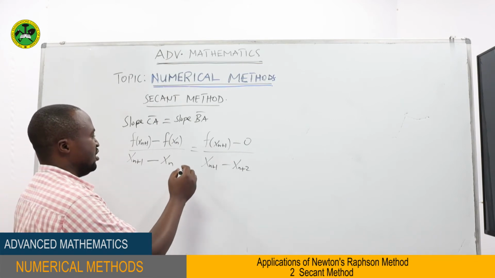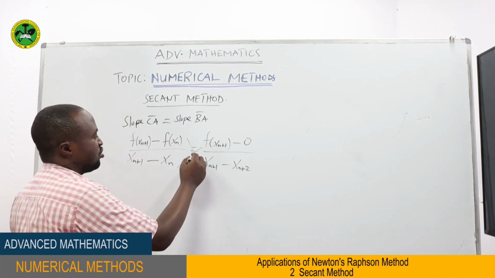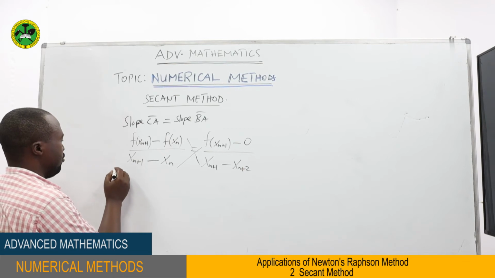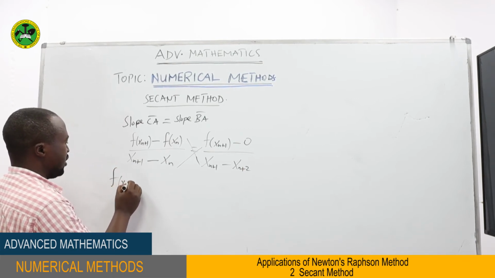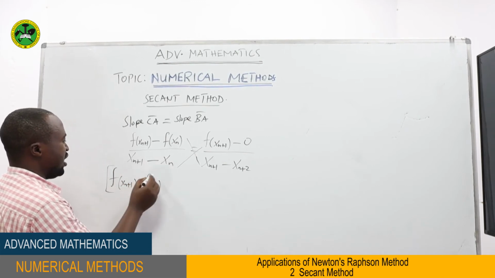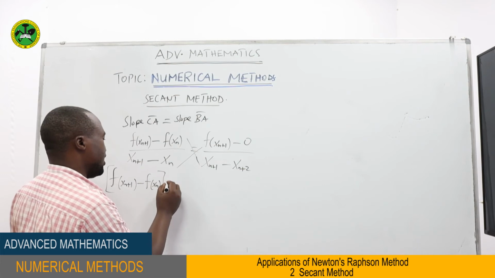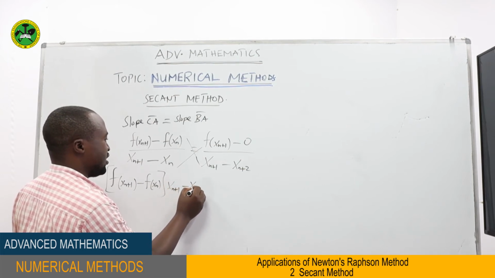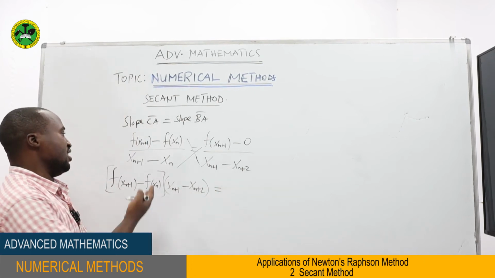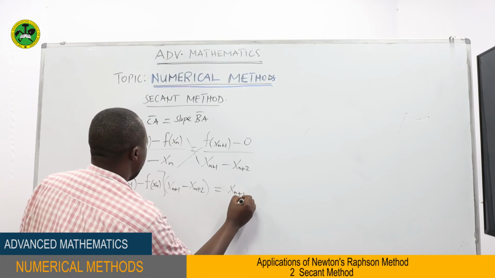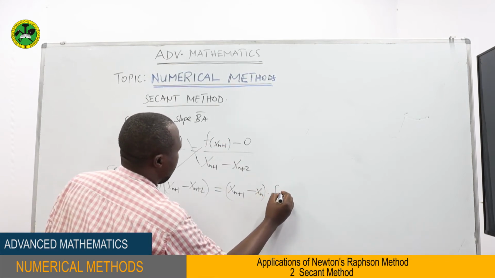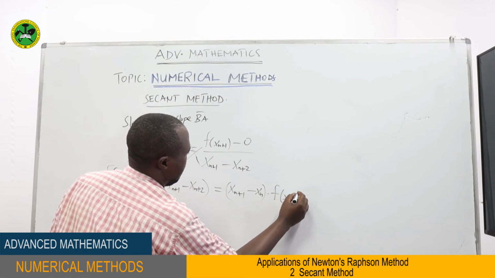Now, let us do cross multiplication. So we are going to have, starting with f, that is f of xn plus 1 minus f of xn. Now this one we multiply by xn plus 1 minus xn plus 2. So this is equal to, then again we have xn plus 1 minus xn, this one times the function f of xn plus 1.